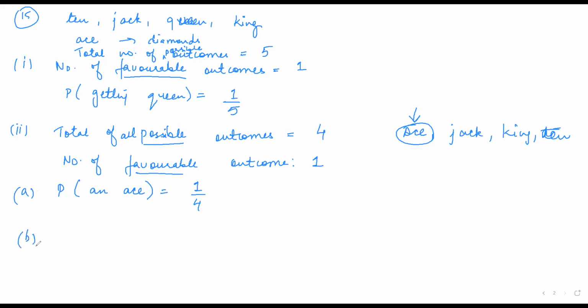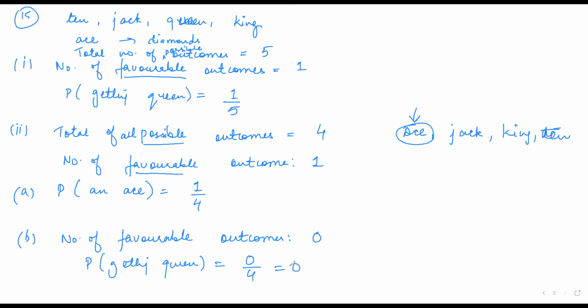Now part B. What is the probability of getting a queen now? 0, right? The number of favorable outcomes is 0 because there is no queen. So the probability of getting a queen is 0 by 4. That is 0.